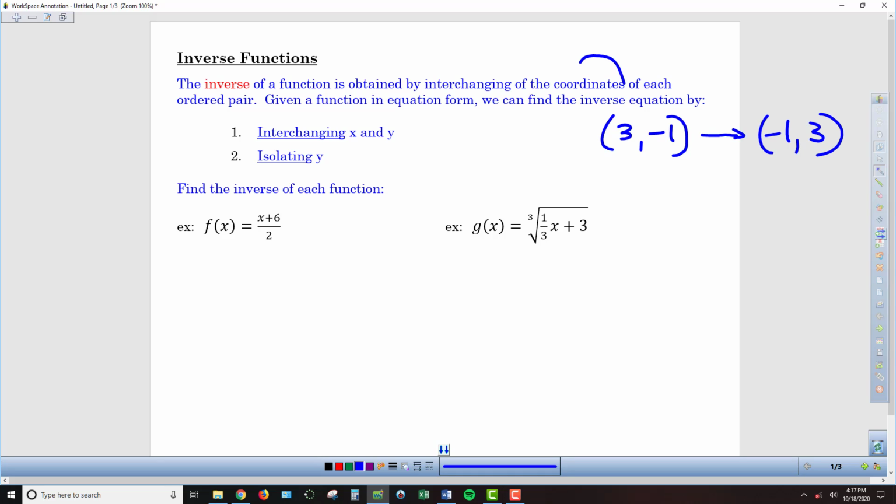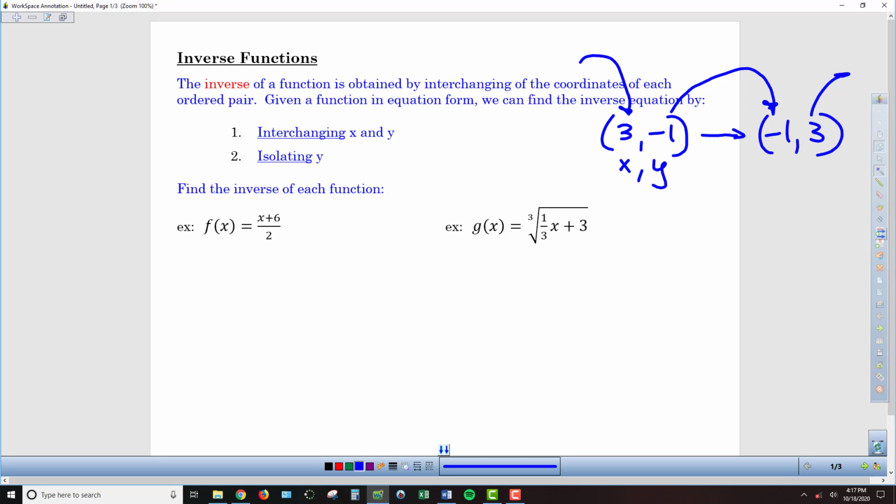Or if this was our original input, and then we got an output, took that output, and then used it as the input into the inverse of that function, we would end up right back where we started. So the inverse of a function undoes the operations of the original function. As you can see, we just flip-flop the x and y coordinates of a point.